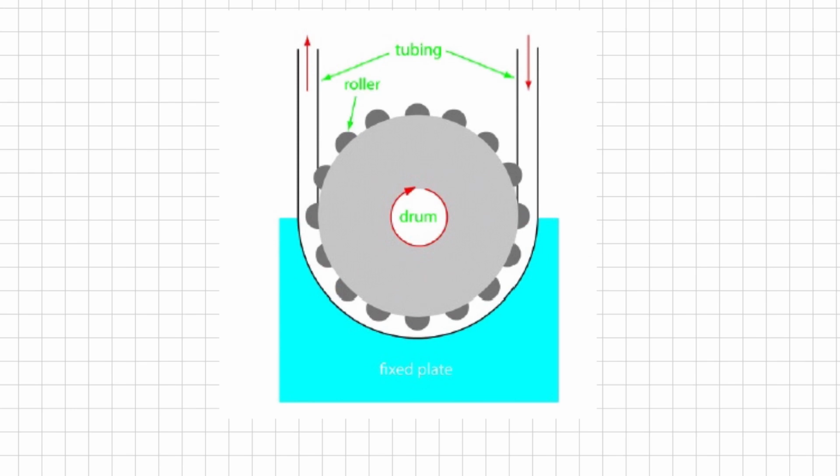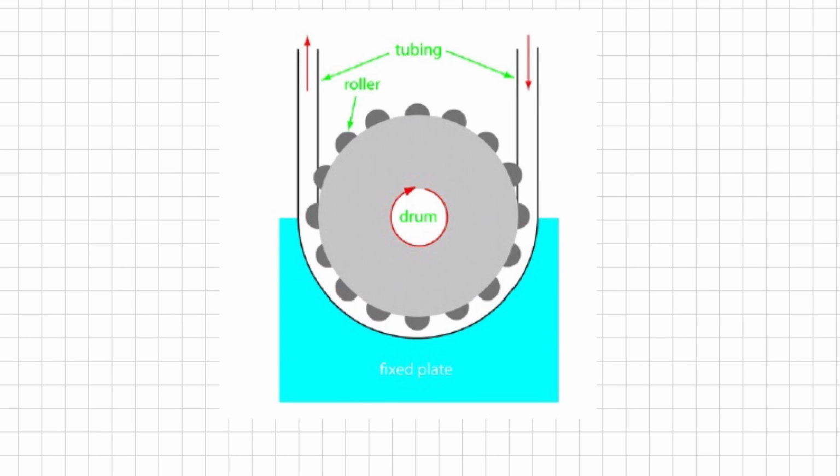A peristaltic pump consists of a set of rollers which are attached outside of a rotating drum. This drum is rotating and the rollers are attached to it. Tubing from the reagent reservoir fits between the rollers and a fixed plate. This is the fixed plate and this is the tubing which carries the different reagent streams. As the pump rotates, the roller squeezes the tubing and forces the contents of the tubing to move in the direction of rotation.